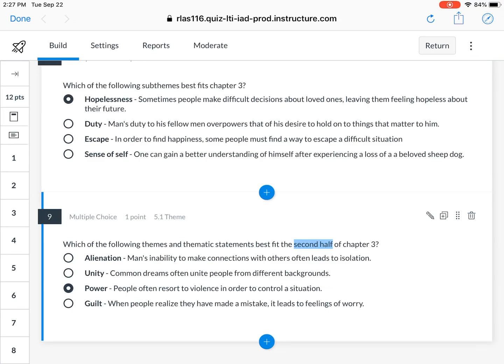And then finally, the second half of the chapter is more about the fight between Curly and Lenny. So the theme of power, how people often resort to violence in order to control a situation, makes sense because Curly had no other option. He wanted to know where his wife was, but he couldn't think of anything to do, so he decided to be that bully archetype and try to bully Lenny and fight him, but that didn't turn out so well for him.